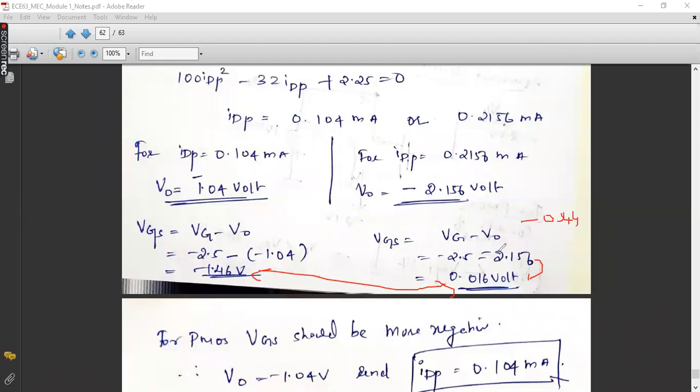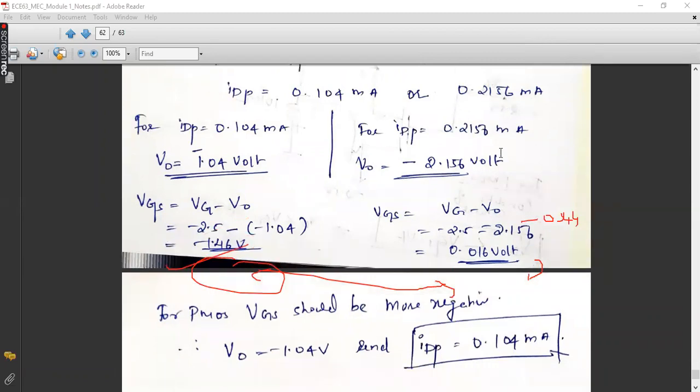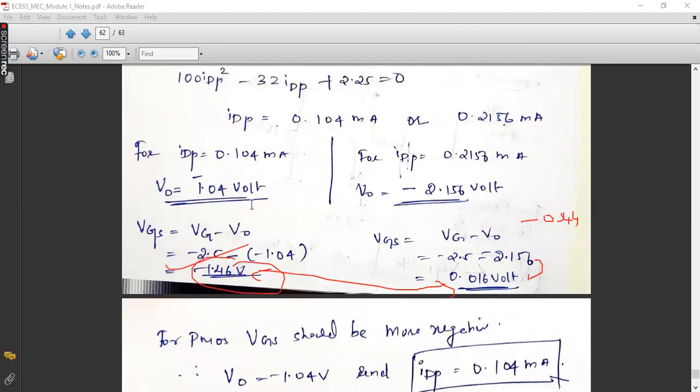So which is more negative, this is more negative, right? So we'll go for this. Okay. Since this is PMOS, we will recommend more highly negative gate voltage. So correspondingly, we will take IDP as 0.104 milliampere. So these two answers we will finalize.